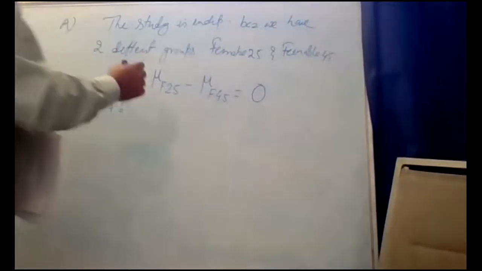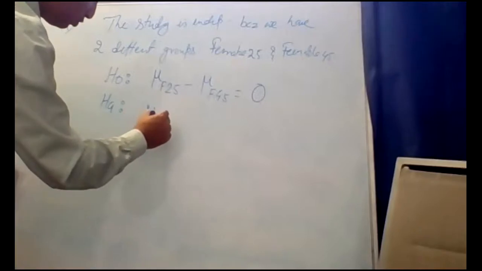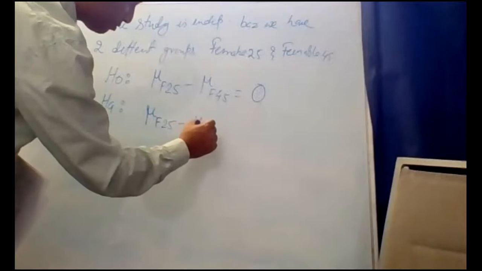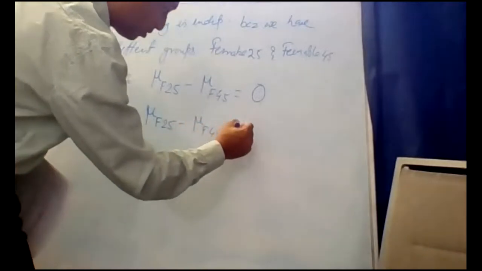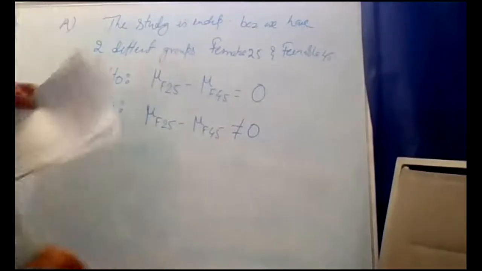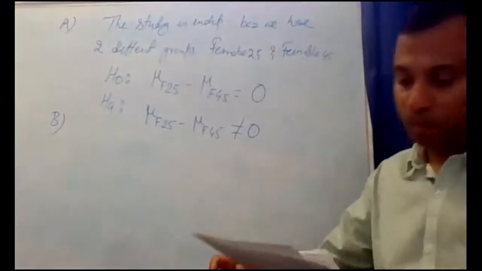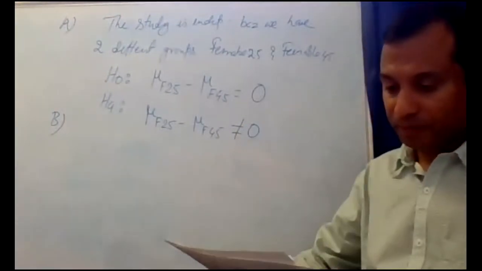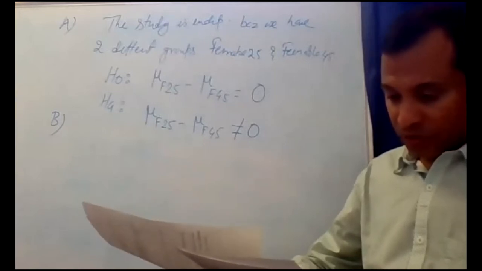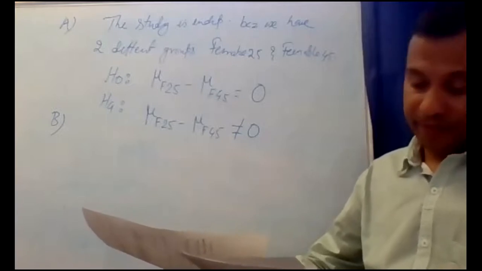The moment you formulate the null hypothesis, it is easy to formulate the alternative hypothesis. Mu F 25 minus mu F 45 not equal to 0. And clearly this is the case of a two-tailed test. So part A is the case of two means, differences between two means, and they are independent.